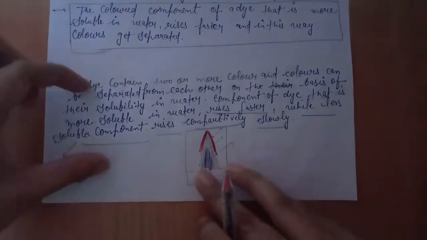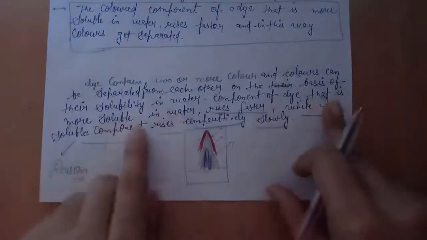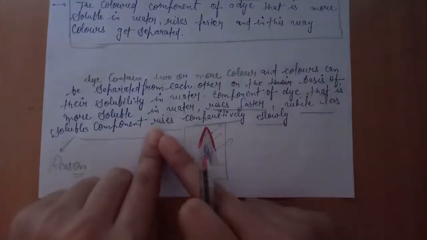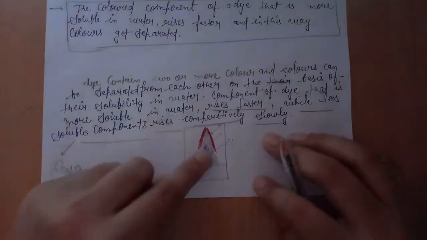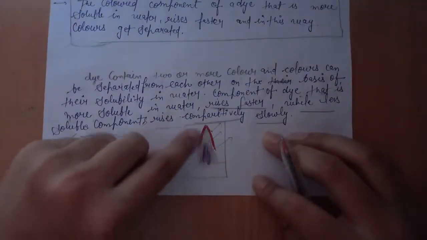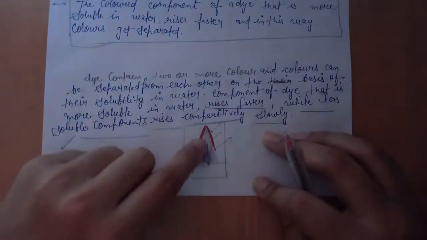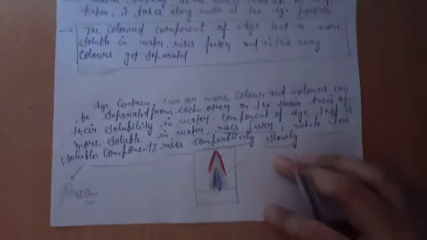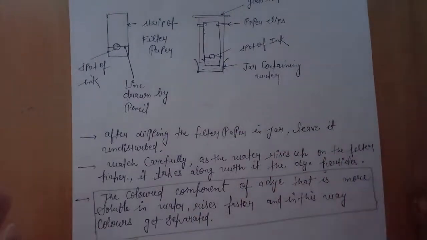So why do we use chromatography? This is the reason: the component of dye that is more soluble in water rises faster, while less soluble components rise comparatively slowly. So these two components rise comparatively slowly than the red component, so they attain lesser height than the component of red color. Okay, and this is how the chromatography technique is used.